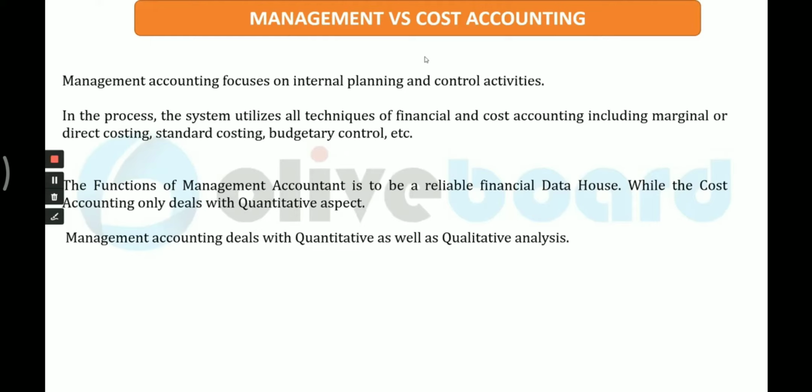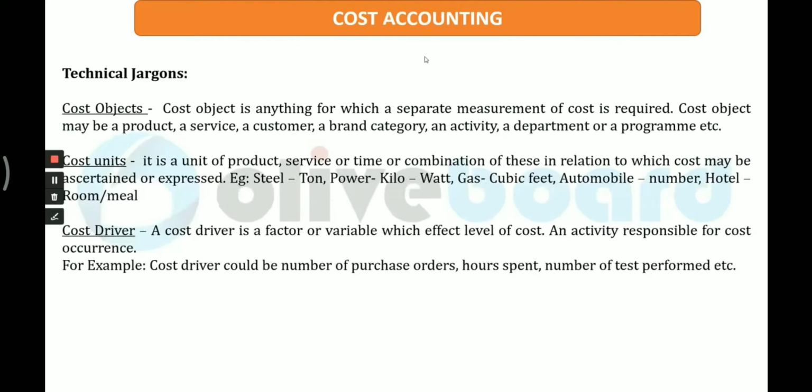All right, this is the difference between management and cost accounting. This little technical jargon we will move ahead with, because we will be using this in our future lectures. First one, cost object. What does it mean, guys? Object means what you are incurring those expenses for; that is called the cost object.